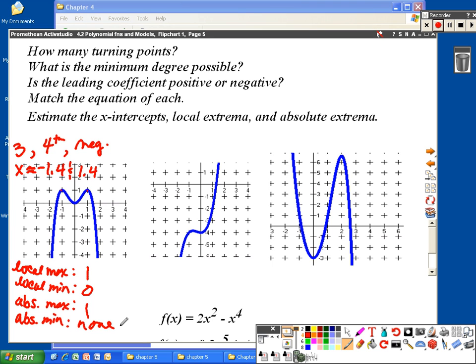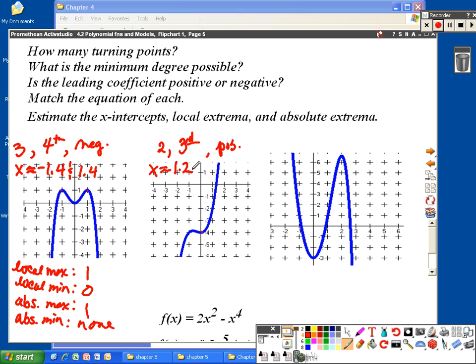Okay. Second one has 1, 2 turning points. So the best degree would be 3rd degree. Leading coefficient. X is negative, y's are negative. So it must be a positive coefficient because it matches the domains. Positive, negative. And the x-intercept, I have 1 at approximately 1.2.